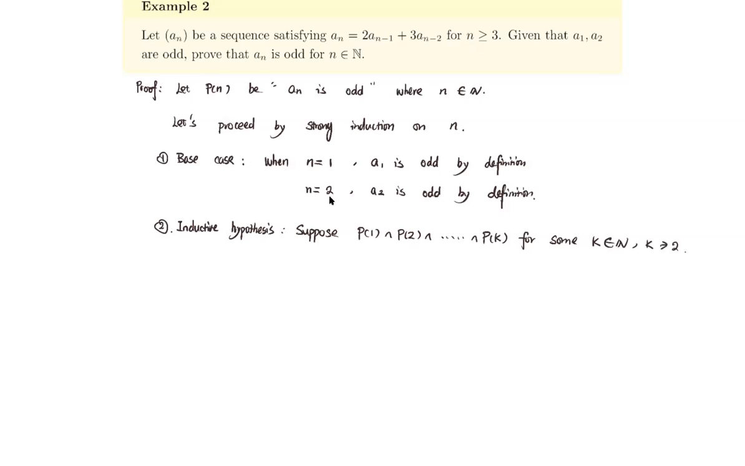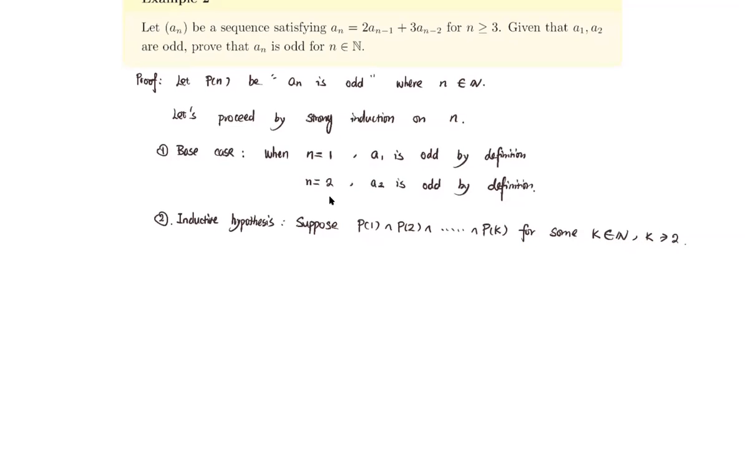All right. So my inductive hypothesis: I suppose P1 and P2 all the way till Pk are true for some k in natural numbers. Remember, you always assume for some k, you never write for all k. So you write for some k in natural numbers, and in this case where k is greater than or equal to 2. How do I know that? You'll see later.